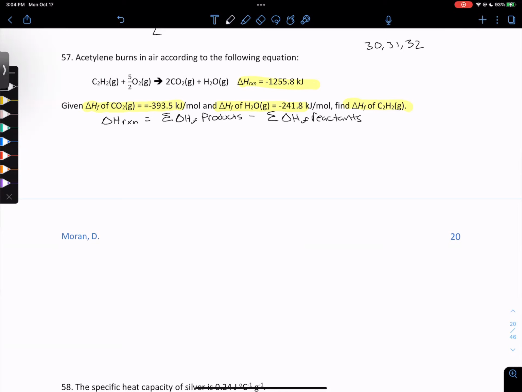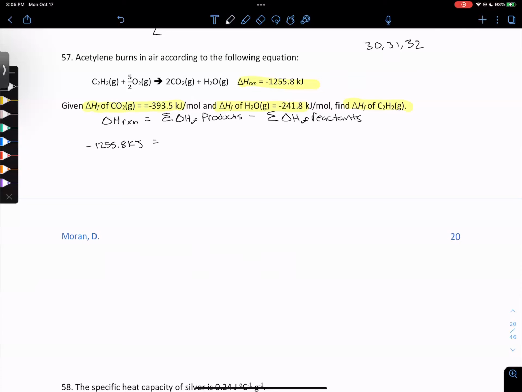So knowing that, it's asking us, oh, no, wait, just kidding. We don't have the delta H of formation of acetylene. We are asked to find the delta H of formation of acetylene, which is in the reactants, right? So if I were to plug in everything we have, delta H of reaction, which is negative 1255.8 kilojoules. And this is equal to the sum of the delta H of formation of the products.